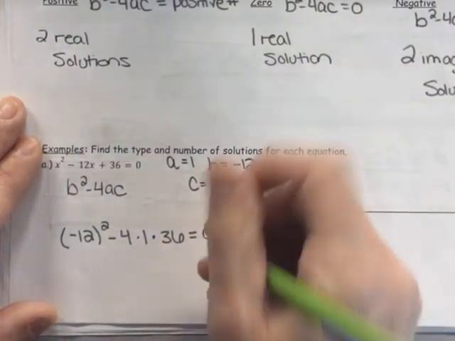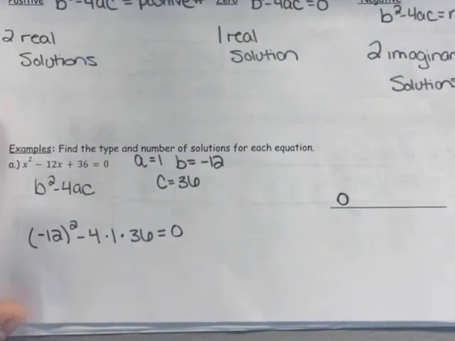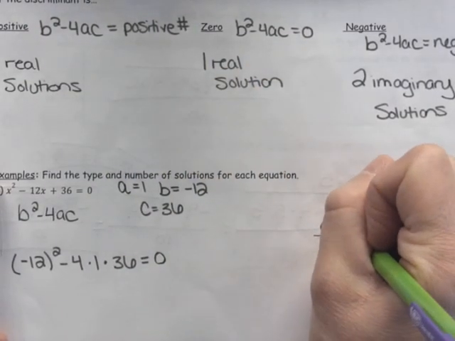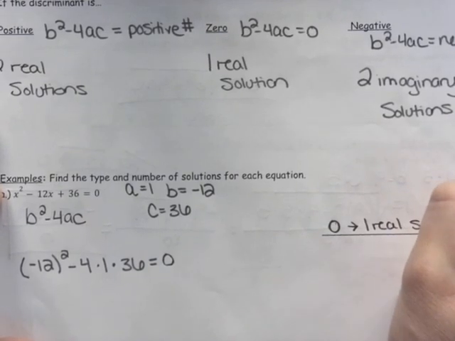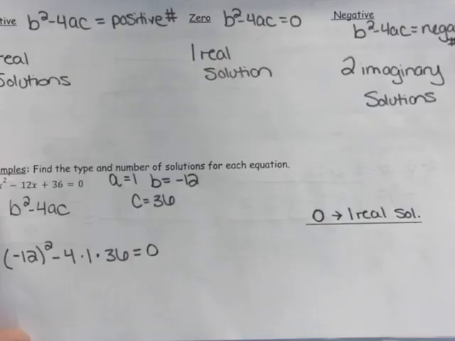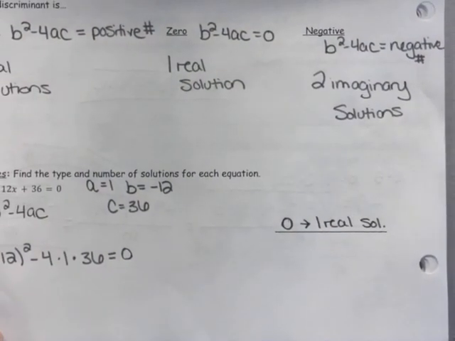Okay, so this is part of your answer. I got 0, and what does 0 mean? How many solutions? One real solution. So I got 0, so that means one real solution. And if you want to write SOL for solution, so you don't have to write out the word solution 50 times today, you can do that too. I just did SOL for solutions.